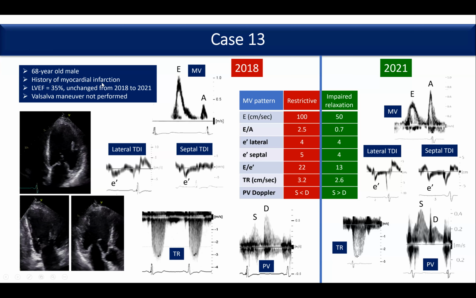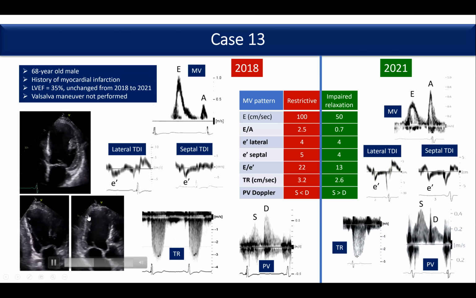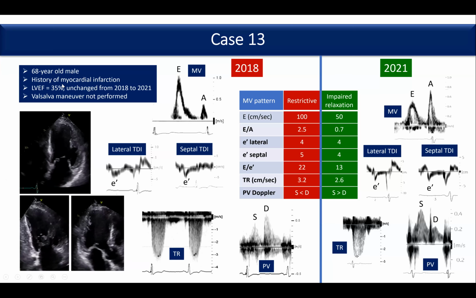68-year-old male with history of myocardial infarction, ejection fraction 35%. You can see the patient has a large scar here in the LAD territory. Again, you can see here a large scar, and you can see septal scars, so large LAD territory infarction, significantly impaired LV function. And this is the patient's transmitral Doppler.